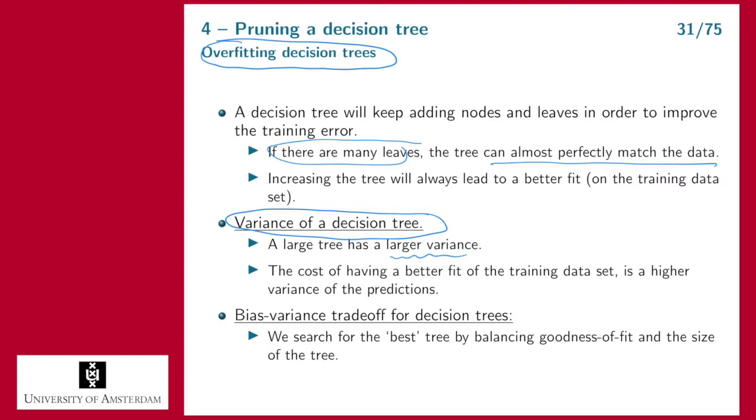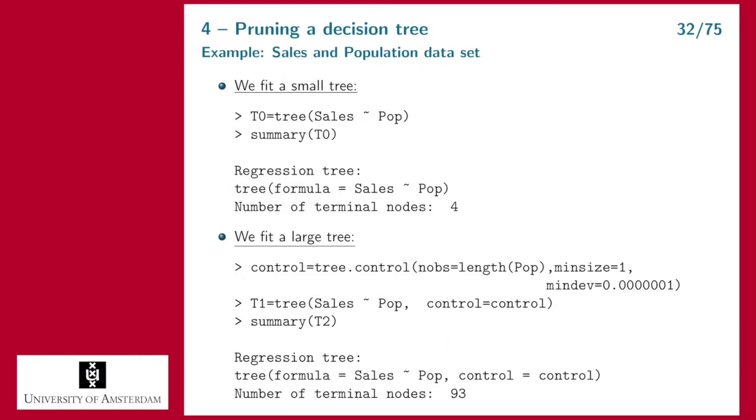So it means that if we increase the tree, if we add more and more leaves, you get a better fit of the training data set, but the cost is that you get a higher variance. And we know that there is a bias variance trade-off. It means that we need to balance goodness of fit and the size of the tree. We want to have a goodness of fit, meaning we want to have large trees, but at the same time we want to reduce the variance of our decision tree, which means that we want to limit the complexity of our decision tree. I can go back to my initial example with population and sales.